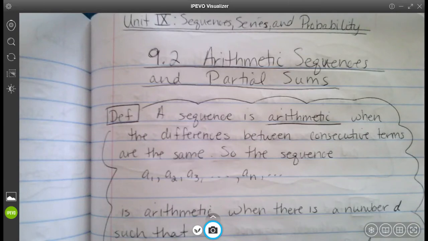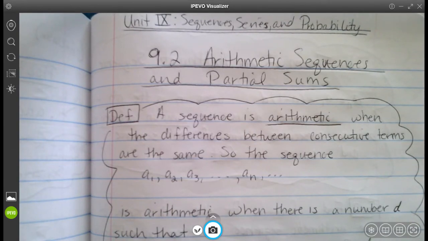In this video, we're going to cover the next part of Unit 9, Sequences, Series, and Probability, 9.2 Arithmetic Sequences and Partial Sums.